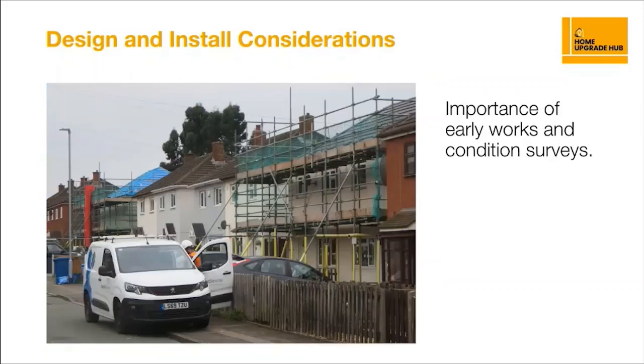And this one is just showing the importance of early works and condition surveys. So these homes were concrete panel houses and they needed a degree of strapping. So the concrete needed strapping together at the corners before the work could be done. They also needed a few alterations to drainage and the roof before the external wall insulation could be applied.